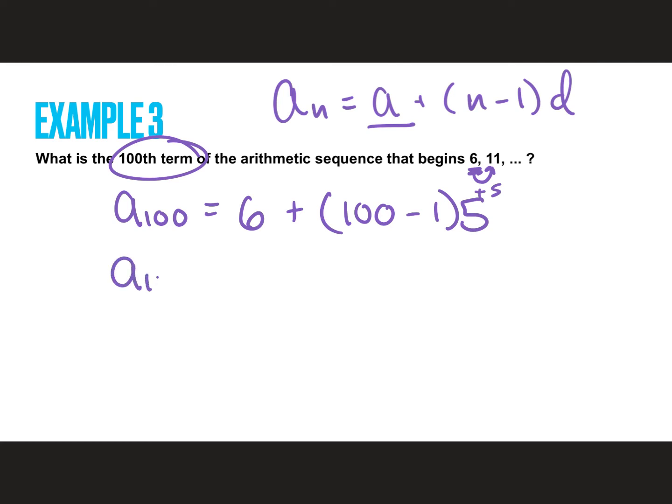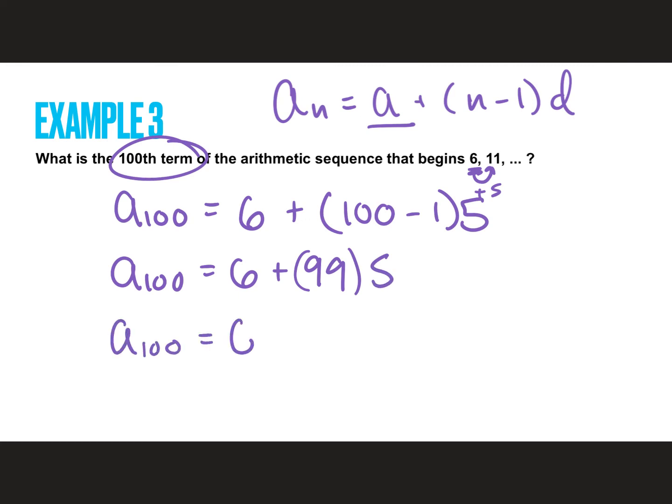What do I have to do first to solve this? Parentheses. So 100 minus 1 would be 99. And then 99 times 5? 495. And then 495 plus 6? 501. Awesome.